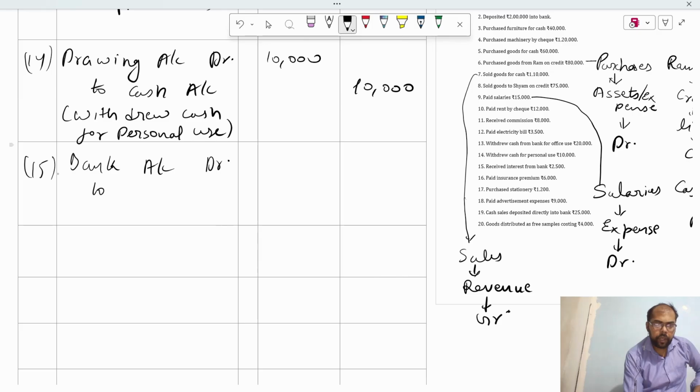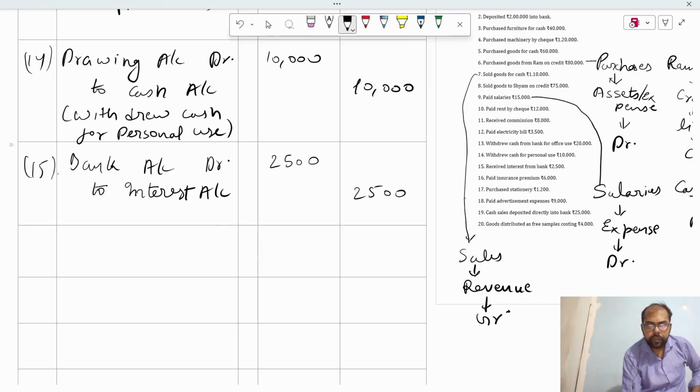Okay. And what is the name of revenue account? Interest is the name of revenue account. Okay. So interest is treated as revenue here and it is increasing. Interest is increasing. Therefore, it is credited. The amount is 2500. The narration is simple. Received interest.